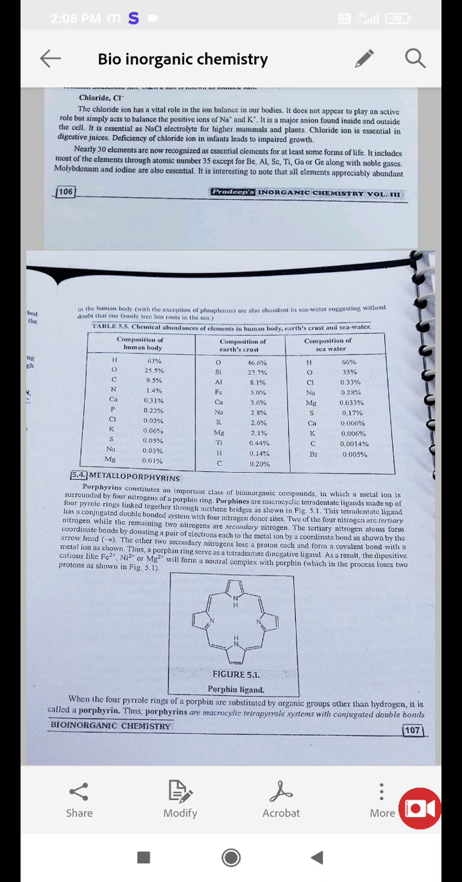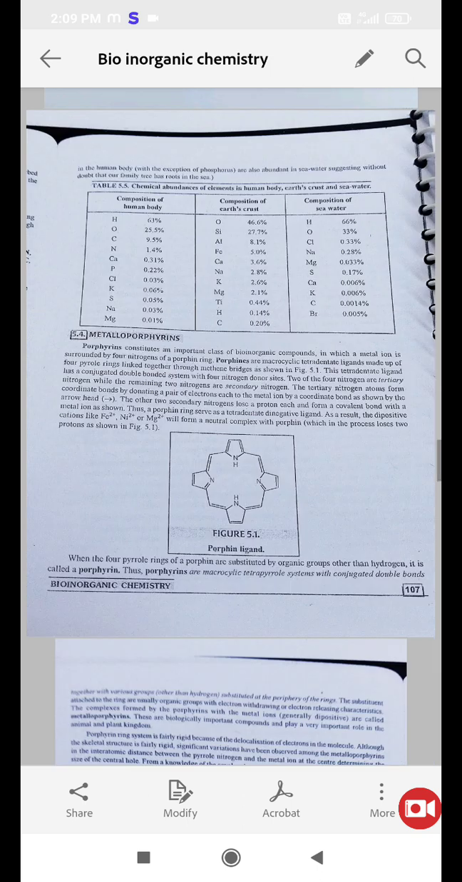Thus, the porphyrin ring serves as a tetradentate di-negative ligand. As a result, di-positive cations like iron, nickel, and magnesium ions will form a neutral complex with porphyrin, which is formed by the loss of two protons, as shown in figure 5.1. When the 4 pyrrole rings of porphyrin are substituted by organic groups other than hydrogen, it is called a porphyrin. The porphyrins are macro tetrapyrrole systems with conjugated double bonds.